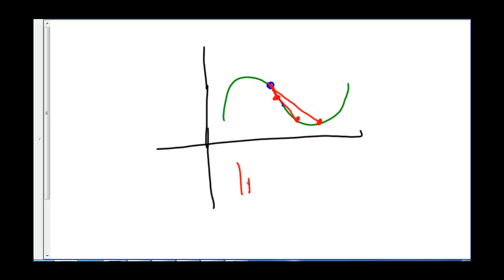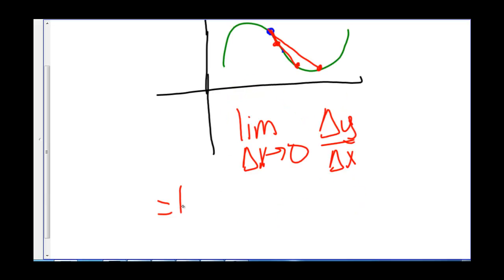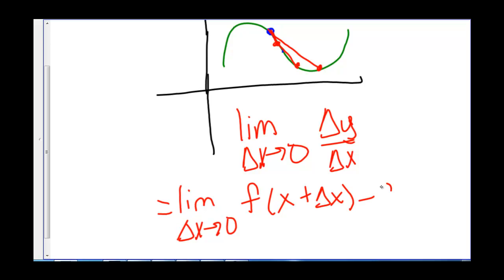And we looked at the limit as the change in x goes to 0 of the change in y over the change in x, which is equal to the limit as change in x goes to 0 of f of x plus the change in x minus f of x, all over the change in x. So we're going to do something similar with our vector valued function.